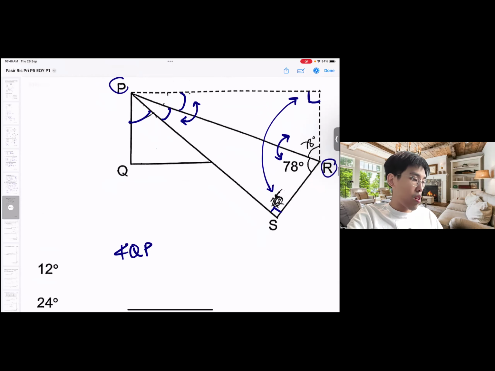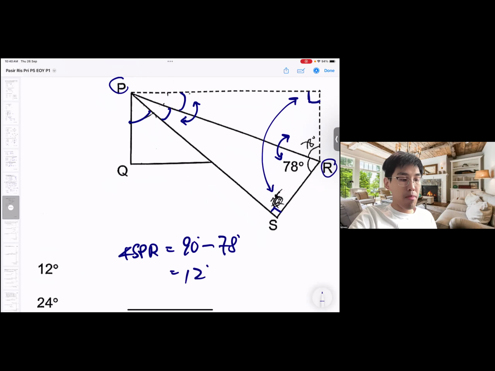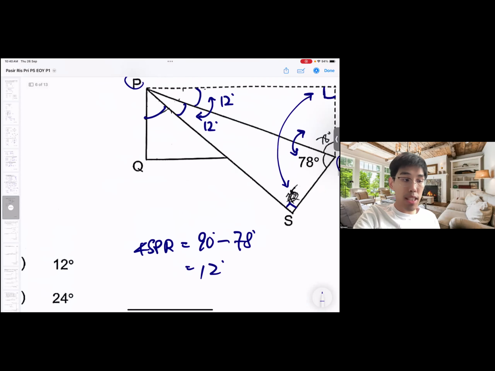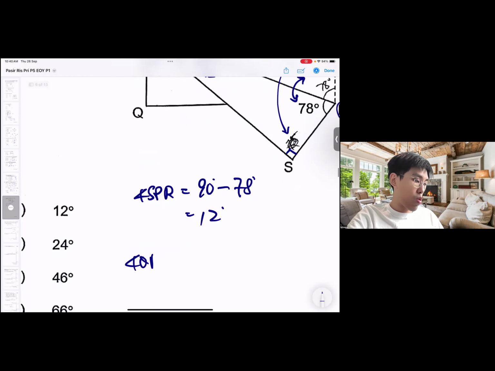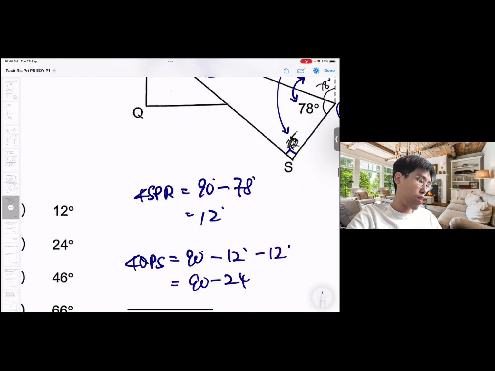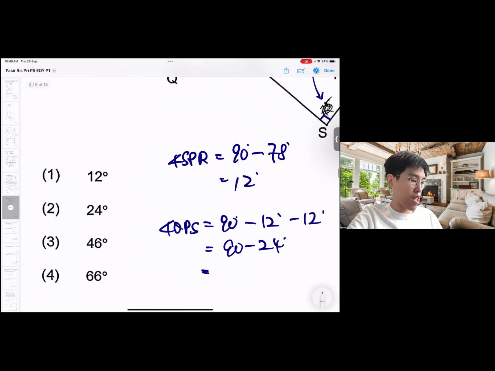So from here we can find some of the angles very quickly already. Angle SPR equals 90 minus 78 equals 12. If this is 12, this one will also be 12 because they are the same mirror reflection. So in order to find QPS, it's pretty straightforward already. QPS equals 90 minus 12 minus 12, which is 90 minus 24. So the answer will be 66. Option 4.